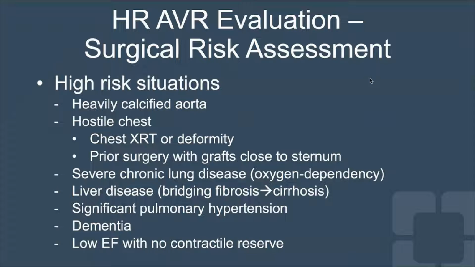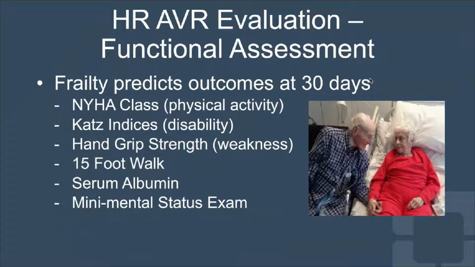You can have patients who have a hostile chest, either with previous radiation or a deformity, or who have a previous coronary bypass with a graft close to the sternum that would be at risk on reentry. Patients with severe chronic lung disease, liver disease, pulmonary hypertension, dementia, and also patients with low ejection fraction without contractile reserve. We also evaluate patients' functional assessment, where frailty predicts outcomes at 30 days.